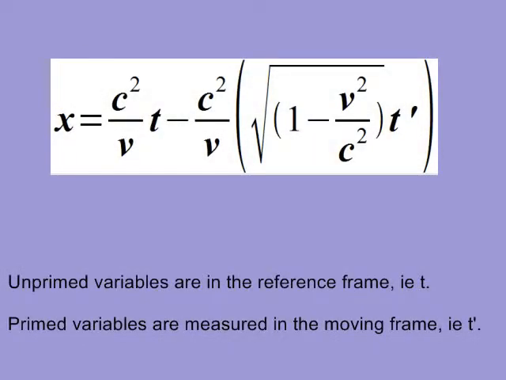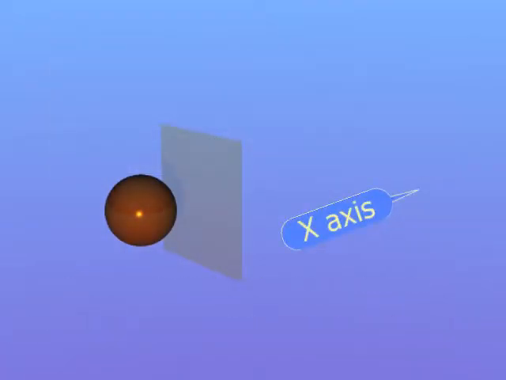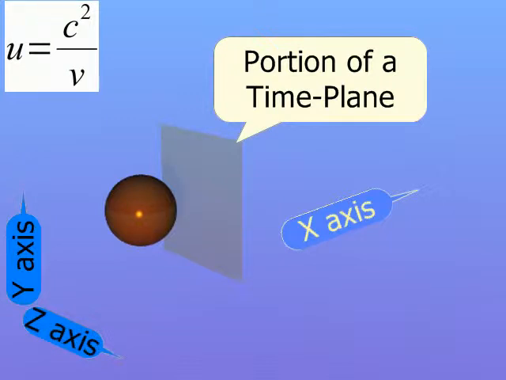Using the time transform, we can find where a particular value of t prime is in the reference frame. From this we get the concept of time planes. These are infinite plane surfaces in the reference frame, in the YZ plane. Each represents an instant t prime in the moving frame. The velocity of these time planes is u, equals c squared over v.